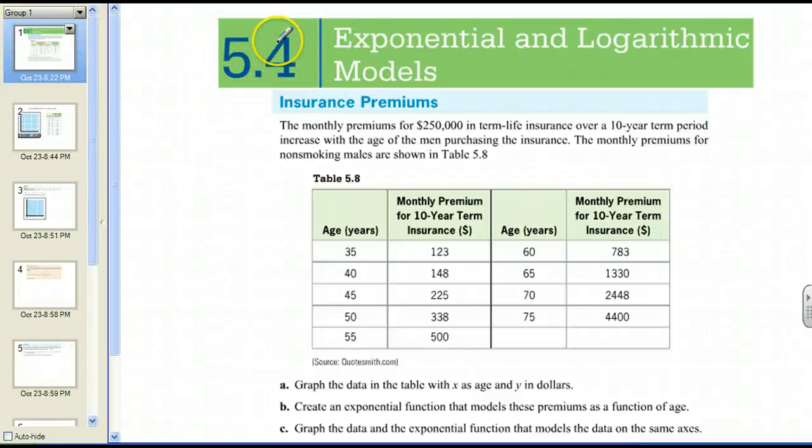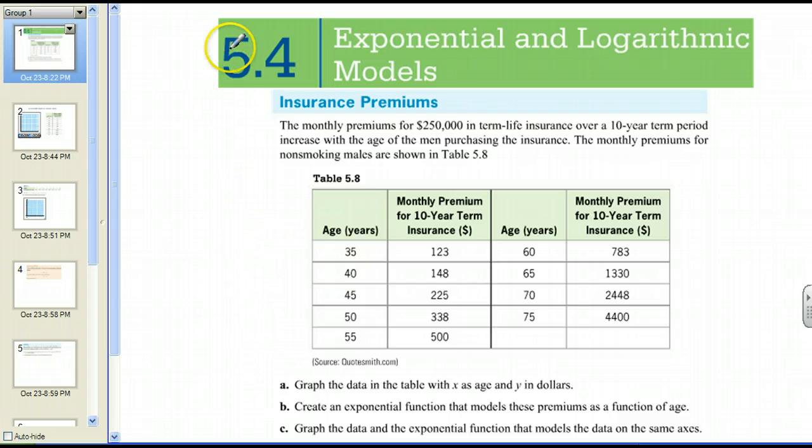Alright, this is the 5.4 notes, exponential and log models. So in this section you're going to be taking data sets and using that regression feature on your calculator to come up with these models. So you might want to have it out while you're looking over these notes.